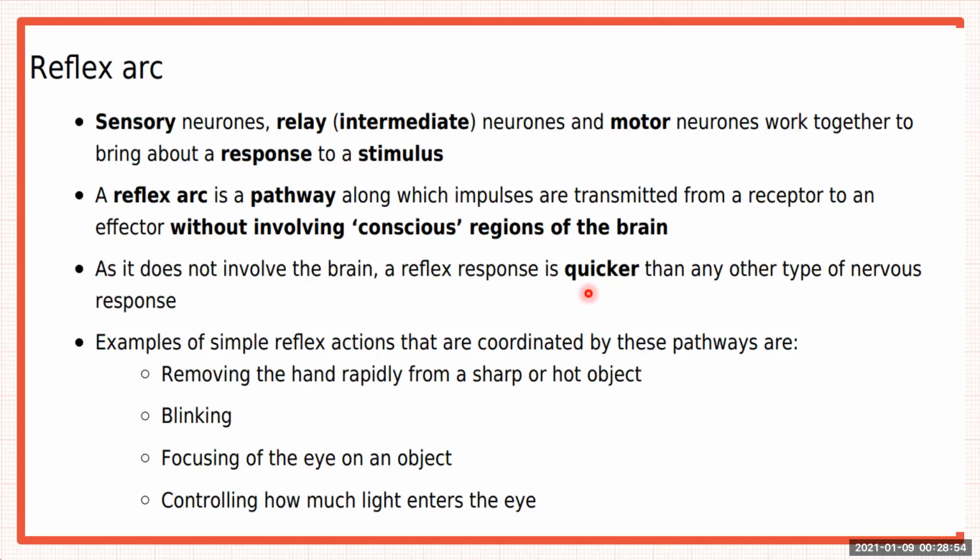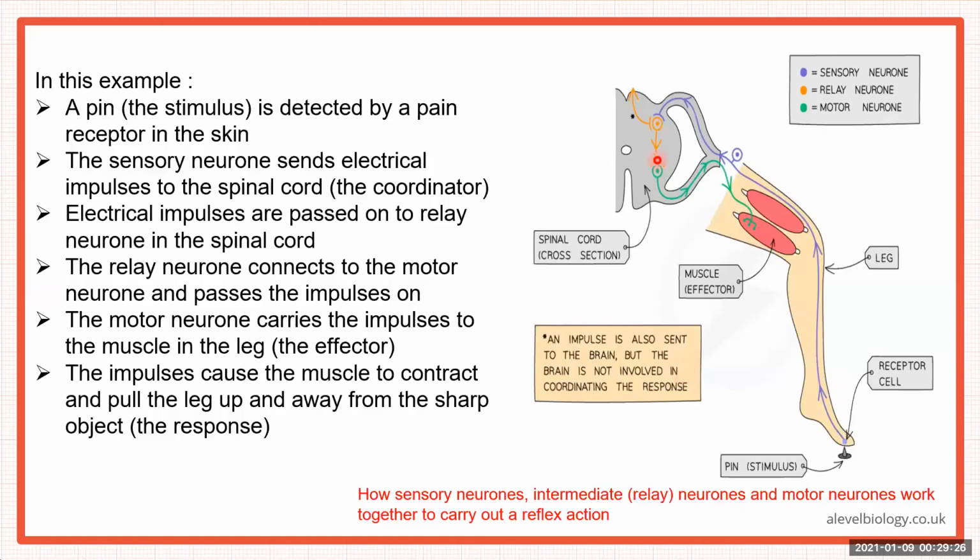So the examples of simple reflex actions are removing the hand rapidly from a sharp or hot object, blinking, focusing of the eye on an object, and controlling how much light enters the eye. These are all reflex mechanisms of our body. They do not require any conscious effort on our part. So this is how it works.